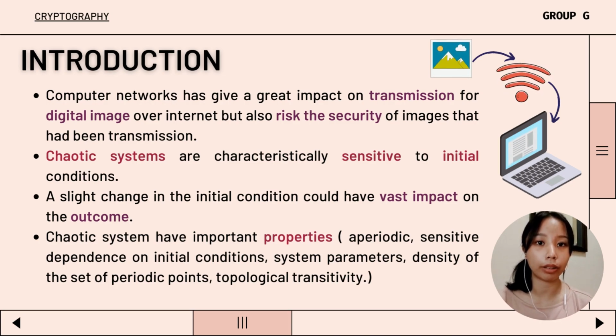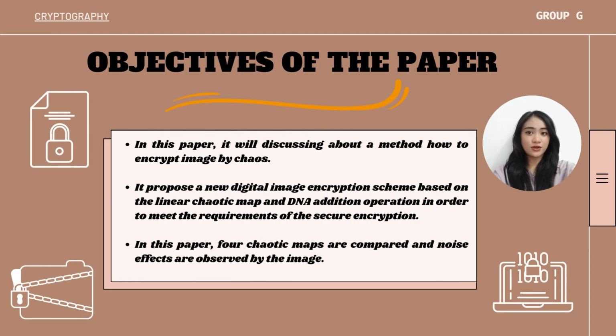Chaotic systems are characteristically sensitive to initial conditions. A slight change in the initial condition could have a vast impact on the outcome, and chaotic systems have important properties such as aperiodicity, sensitive dependence on initial conditions and system parameters, density of the set of periodic points, and topological transitivity. So the objective of the paper is to discuss a method of how to encrypt an image by chaos.